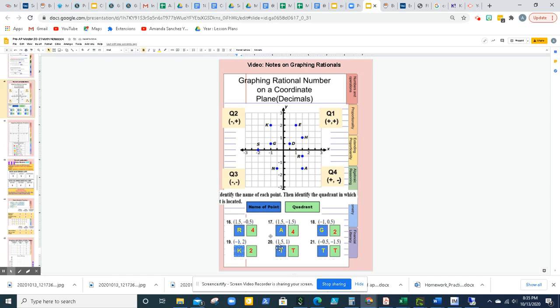So over here we have positive, positive, so that would be in this quadrant over here, which is quadrant 1. Starting at 0, 0, you go to the right 1.5. 1.5 is between 1 and 2. And then you're going to go up 1 whole unit, so that would be point H.